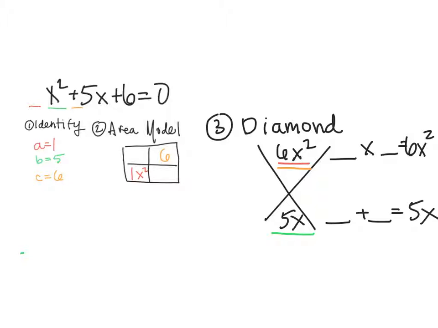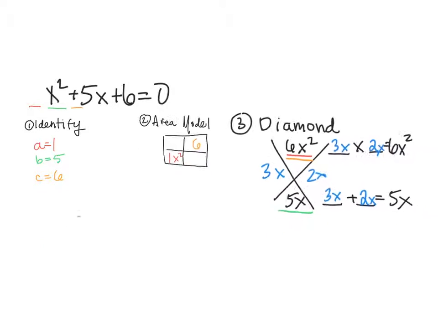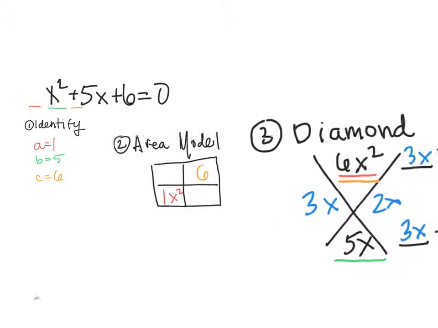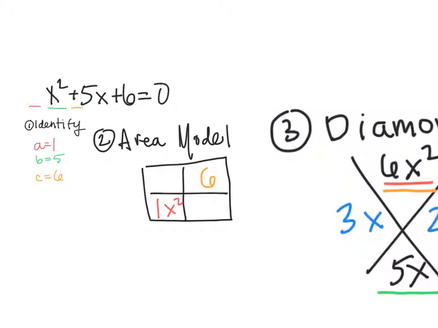And I tell you right now that this one is going to be 3x plus 2x will give me 5x, and 3x times 2x is going to give me 6x squared. So be careful with those. That's the little hard part. So I'm going to write this in here, 3x, 2x. I'm also going to come back to my area model. Let me scoot this over. Now I'm going to say 2x, 3x.